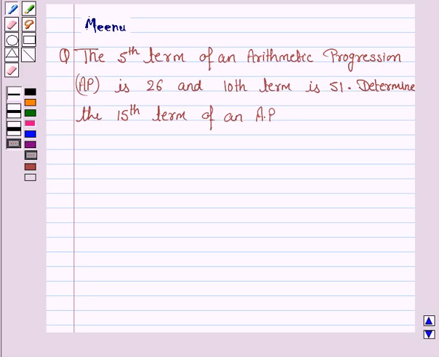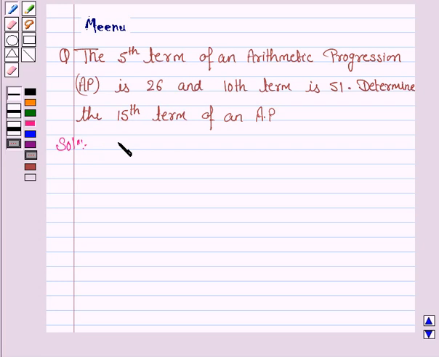Let us discuss the following question. It says, the fifth term of an arithmetic progression AP is 26 and the 10th term is 51. Determine the 15th term of the AP. So let us now move on to the solution.